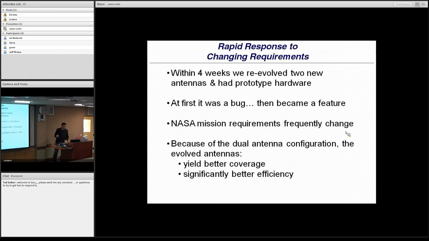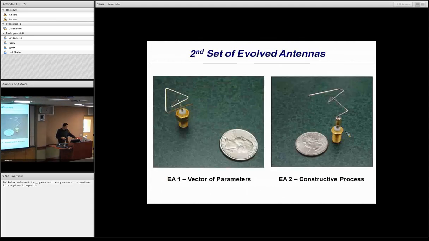First, this was a problem, but then we realized this was a feature of our system because we could just rerun it. So then within 4 weeks, we came up with these guys. And I'll show you what it looks like here. This is one of the antennas. It's actually this one here, mounted on a ground plane, and for a model that you can walk around with and show people, we have it here too.